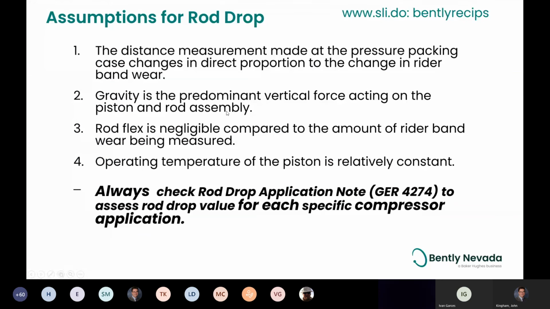Another assumption for rod drop is that gravity is the predominant vertical force acting on the piston and rod assembly. We're going to show you in a few slides that's not always the case. Rod flex is negligible compared to the amount of rider band wear being measured. My next animation is going to show you that that's not the case as well. It depends on the diameter of the rod in ratio to the diameter of the piston and so forth. And then also operating temperature of the piston is relatively constant. We do have a rod drop application note. If you're interested in it, send me a note and I will send it along.